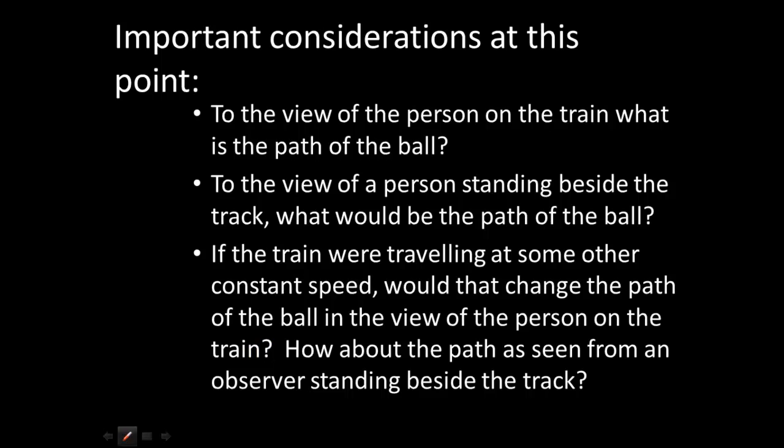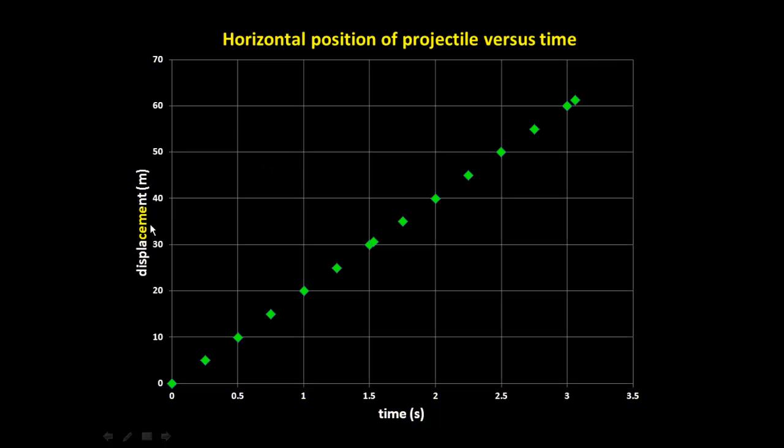But that path, as seen by the person standing beside the track, is going to change. Why is it going to change? Well, it's going to change because the train's either moving faster or slower. What does that do graphically for us? In the horizontal, it changes the slope of this plot.